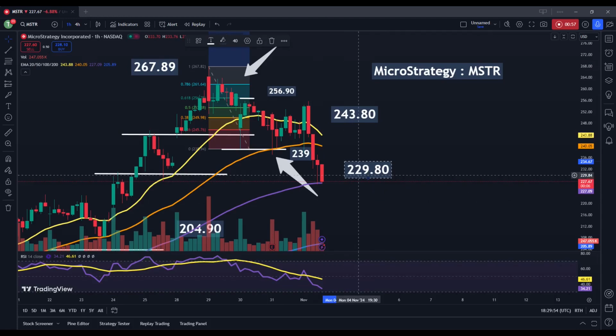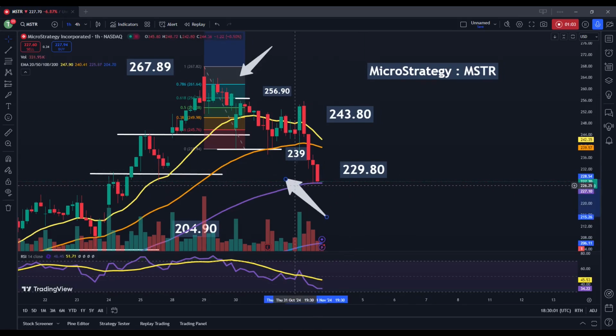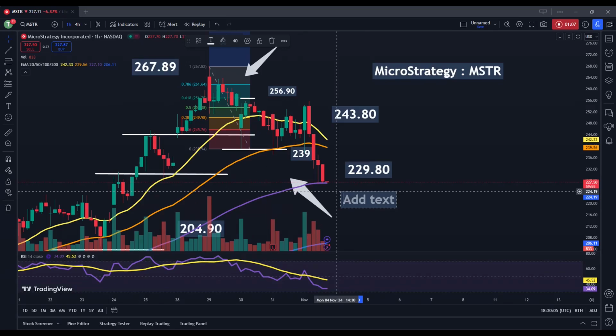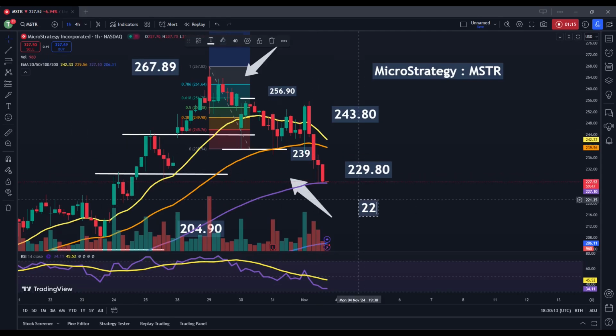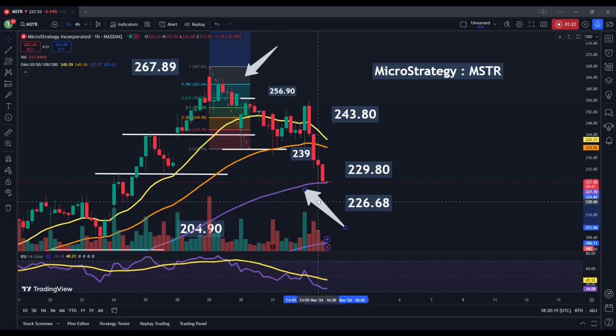And we have now fallen through this major support zone that was highlighted in the prior video. This was the downside price target, and we have now reached that price target and extended beyond it by a couple of dollars. So what was this area here? I believe I said 226.68. So this important price zone has now been broken to the downside. This downside target has now been reached.